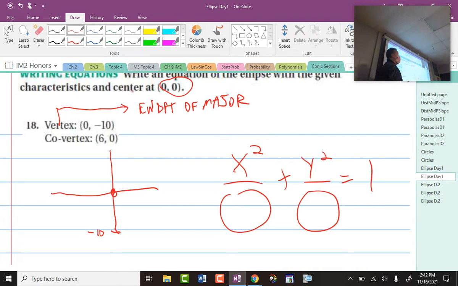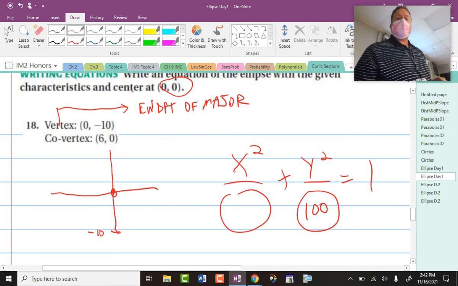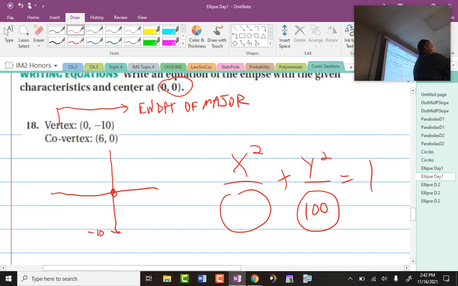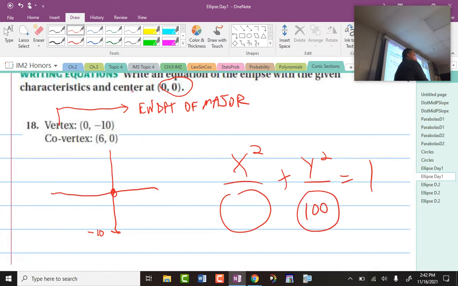What's the y-axis radius, everybody? 10. So what goes in here? A hundo, 10 squared. And if you say, what? Why? You just didn't listen to the last questions. That's what I have to do to graph them. I have to get the square root of the number to graph it. To put it in the equation, I got to square it. Got to be able to reverse the situation.